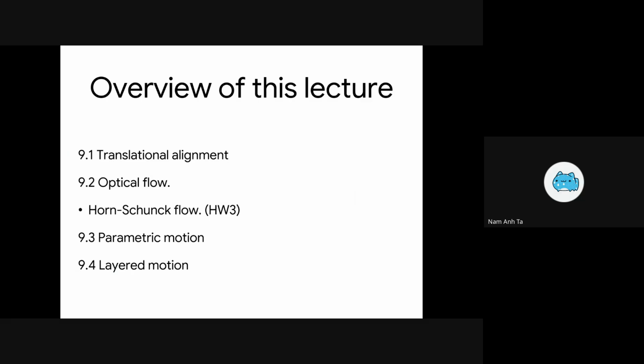After that, we will scale up to the third part, which is parametric motion, where we will use mathematical models to describe more complex global movements, like zooming or rotations. And finally, we will discuss layer motion, which is a more advanced technique used to separate different moving objects from their background.